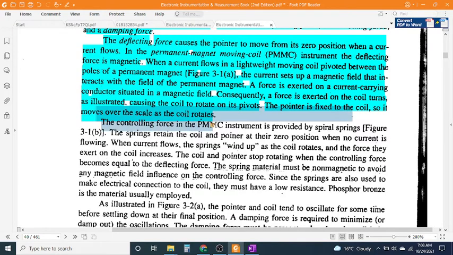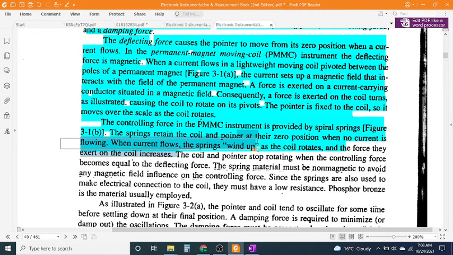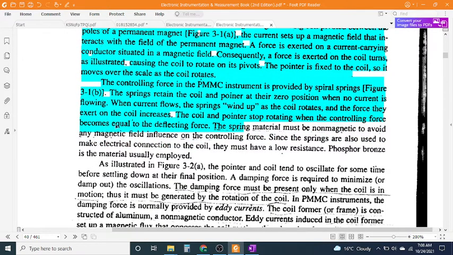The controlling force in the PMMC instrument is provided by spiral springs, Figure 3-1b. The springs retain the coil and pointer at their zero position when no current is flowing. When current flows, the springs wind up as the coil rotates, and the force they exert on the coil increases. The coil and pointer stop rotating when the controlling force becomes equal to the deflecting force. The spring material must be non-magnetic to avoid any magnetic field influence on the controlling force.